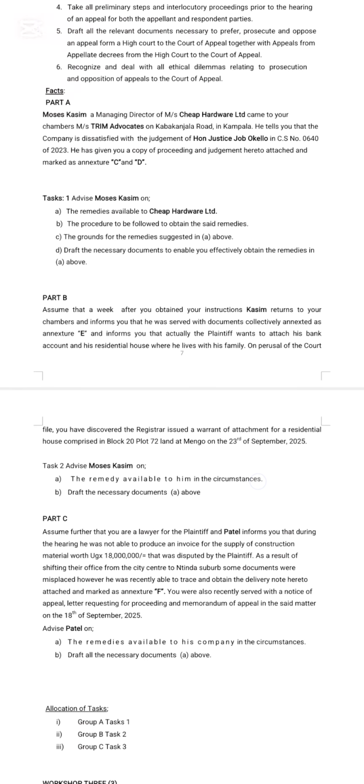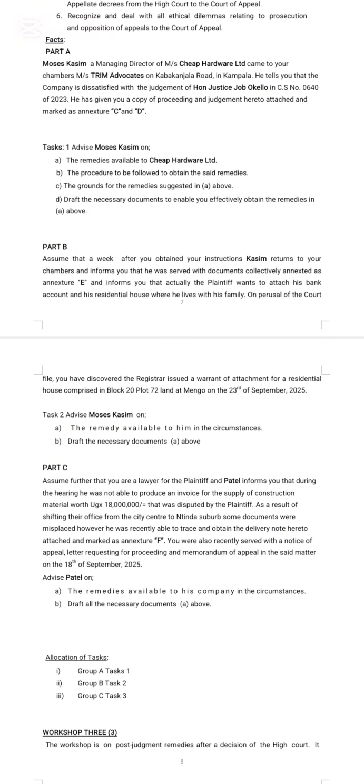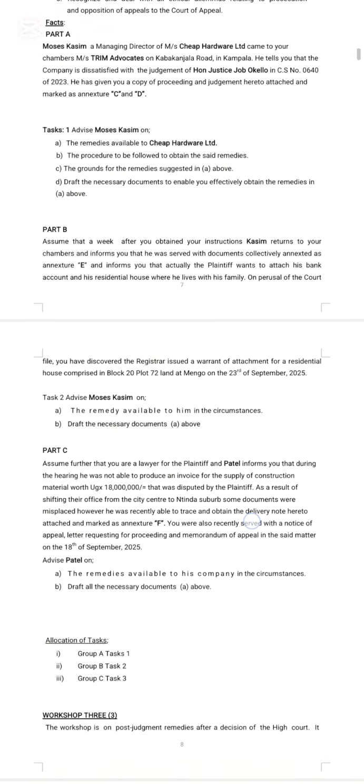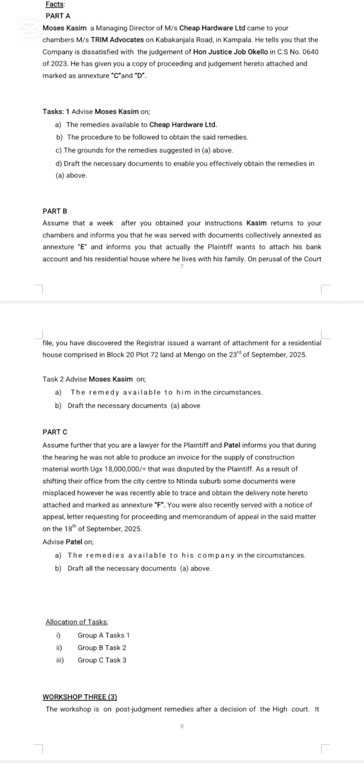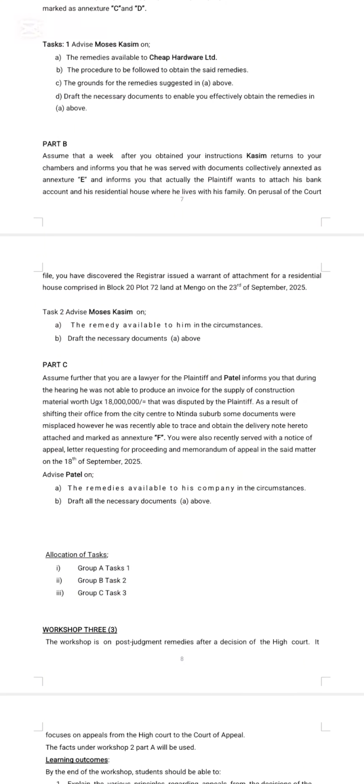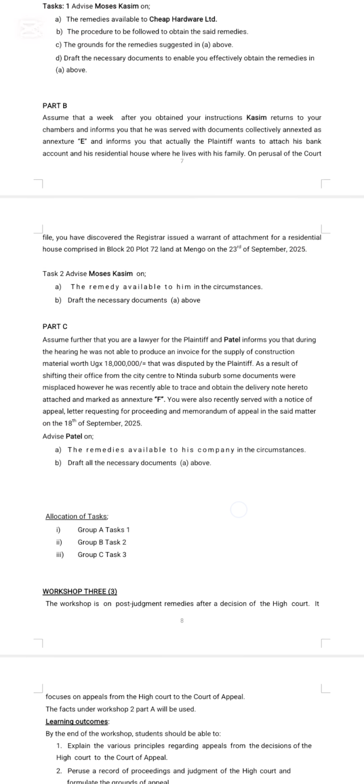So basically the remedies here, when you look at the judgment, most likely this is going to be an appeal procedure. You have to lodge a notice of appeal, memorandum of appeal, then grounds. We have to look at grounds for appeal, like the way we did in criminal, and draft a notice of appeal as well as the memorandum of appeal.